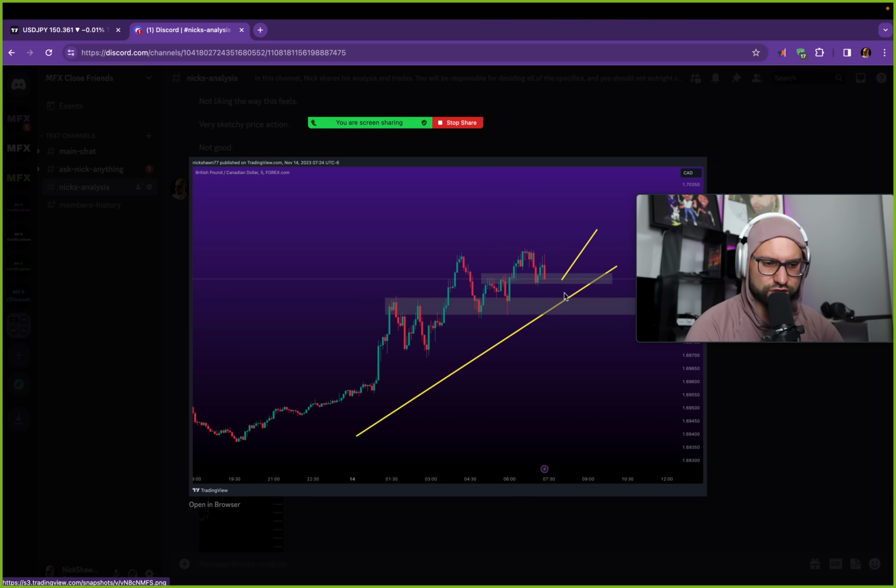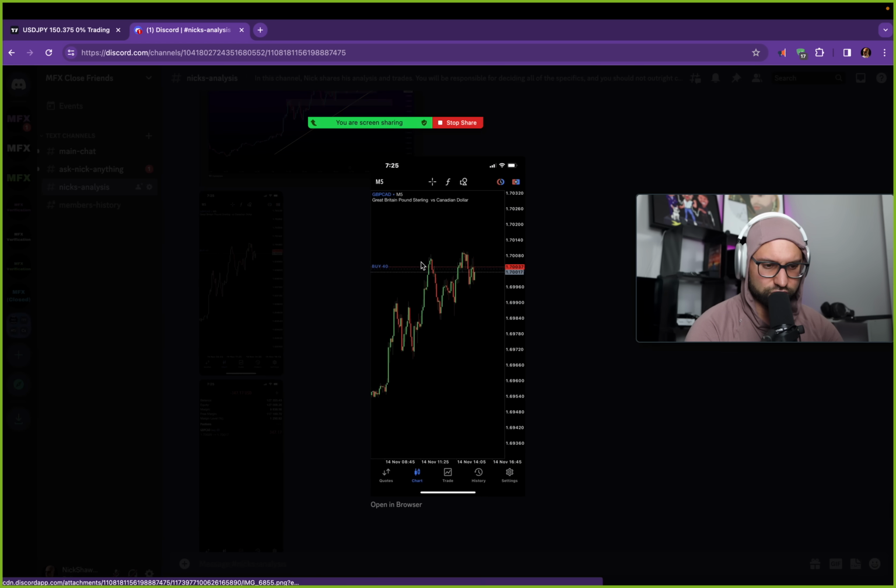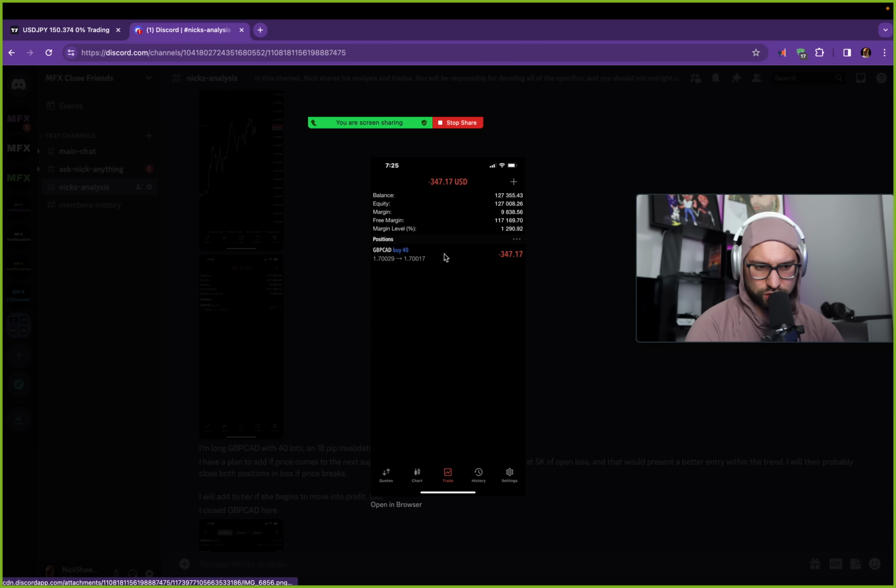This was the trade I was telling you about this morning, GBP CAD. As you can see, it was going in an uptrend on the 5 minute, and just like I already showed you, the daily, 4 hour, 1 hour, everything was doing an uptrend as well. That was the actual entry. This right here is the buy, and this is my terminal and everything.